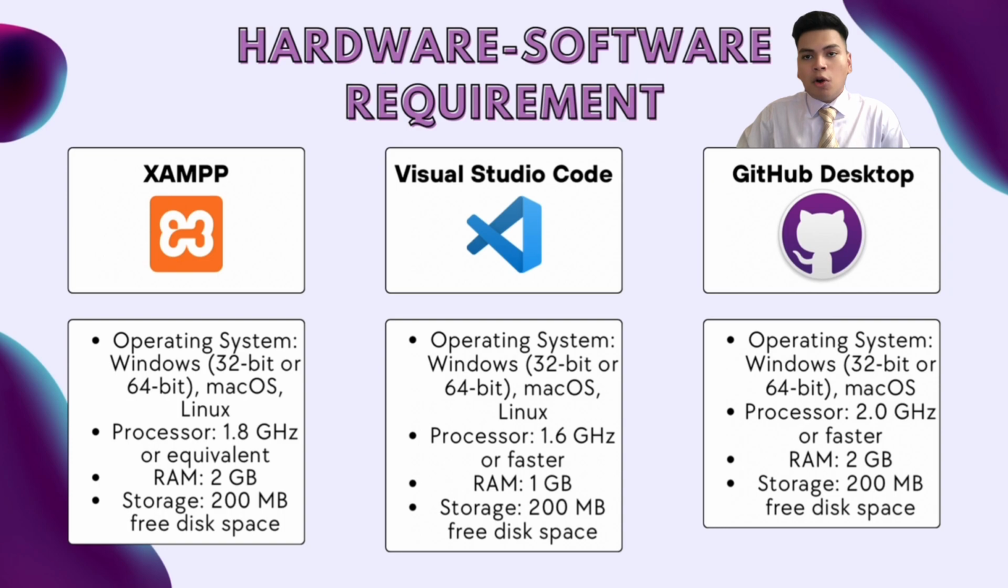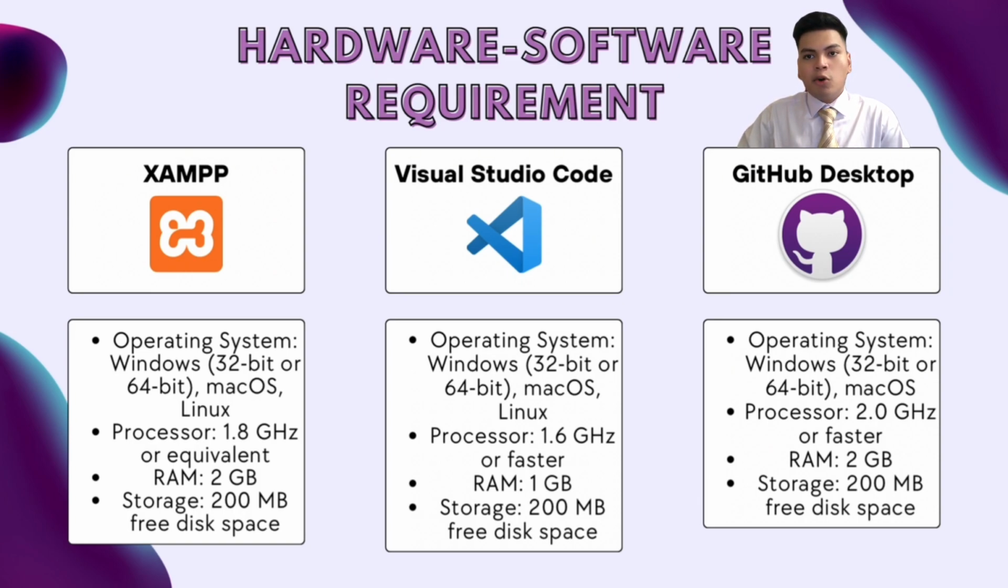So all of these three software require an operating system, Windows either 32 bits or 64 bits, macOS, or Linux. For the processor, it requires at least 2 GHz. Next, for the RAM, at least 2 gigabytes. And for the storage, at least 200 megabytes of free disk space.